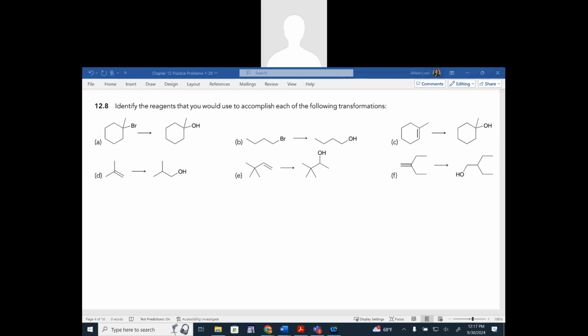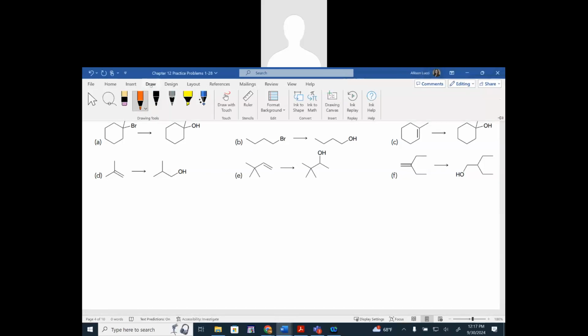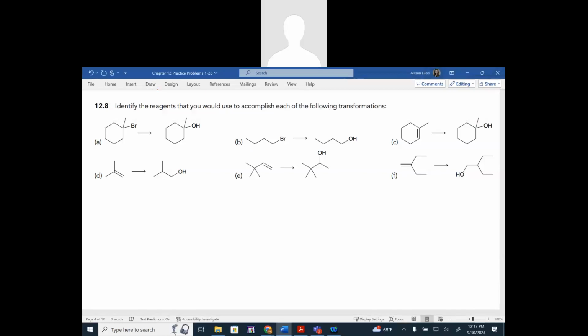In problem 8 from chapter 12, we are asked to identify what reagents could be used to accomplish each of these transformations. So we'll take a look at each of these questions, and we'll begin with an analysis of our starting material and then our product here. So in our first example, we have an alkyl halide, that is our starting material, and our product is an alcohol. So we should know that we can use a substitution reaction to accomplish this transformation.